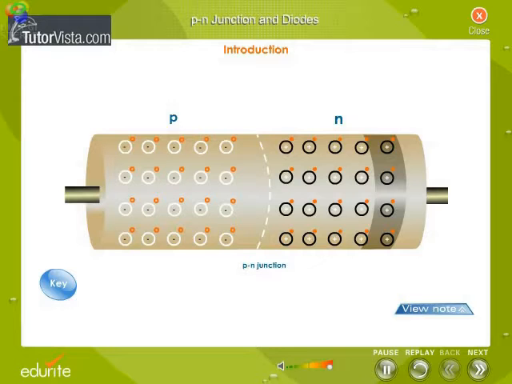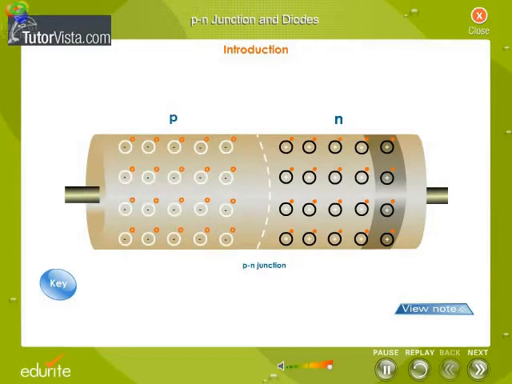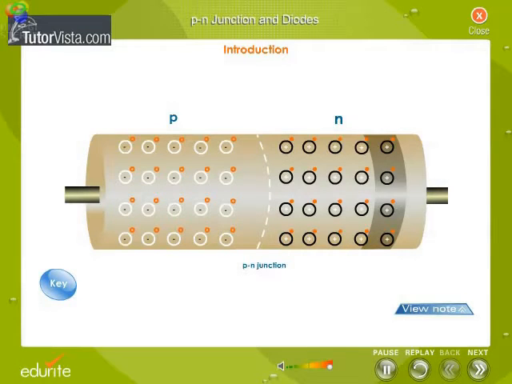Immediately after it is formed, the P region contains holes, which are mobile, and negatively charged impurity ions, which are immobile, and the N region contains positively charged impurity ions, which are immobile, and mobile electrons. Many electronic devices use P-N junctions.